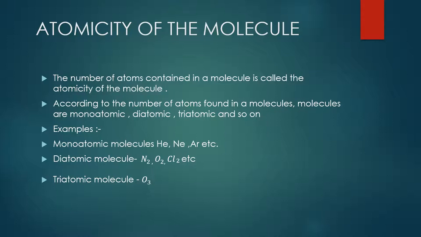According to the number of atoms found in a molecule, molecules are monoatomic, diatomic, triatomic, and so on. For example, monoatomic molecules are helium, neon, argon. All the noble gas elements are monoatomic molecules. Diatomic molecule examples: nitrogen, oxygen, chlorine. Triatomic molecule: ozone.